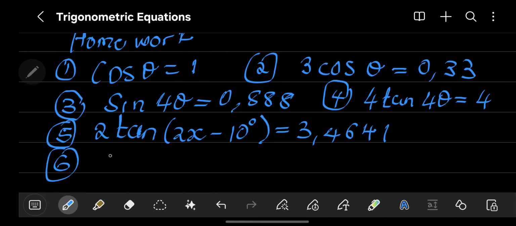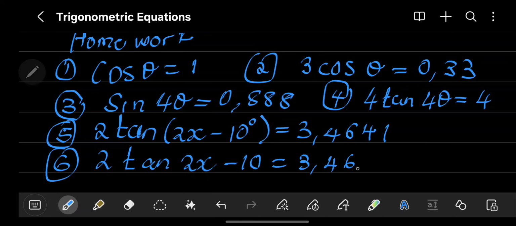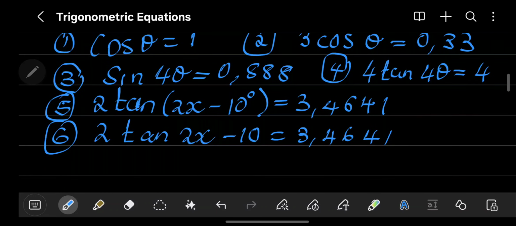And then the last one, which I think it will challenge you a bit, it is this one, number 6. It is 2 tan 2x minus 10. Notice that there's no bracket here, ne? So there's no bracket. That's why it's not the same as that one. That one has a bracket. This one, it does not have a bracket. Then it is equals to what? 3,4641.